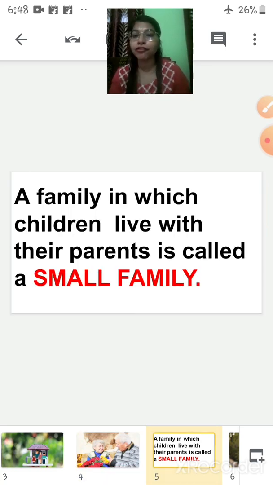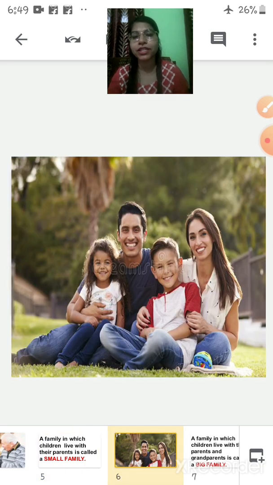A family in which children live with their parents is called a small family. What is a small family? A family in which parents live with their children is called a small family. Like children are living with their mother and father. I'm going to show you a picture of a small family. See, in this picture mother is there, father is there, one boy is there and one girl is there. So this is a small family.